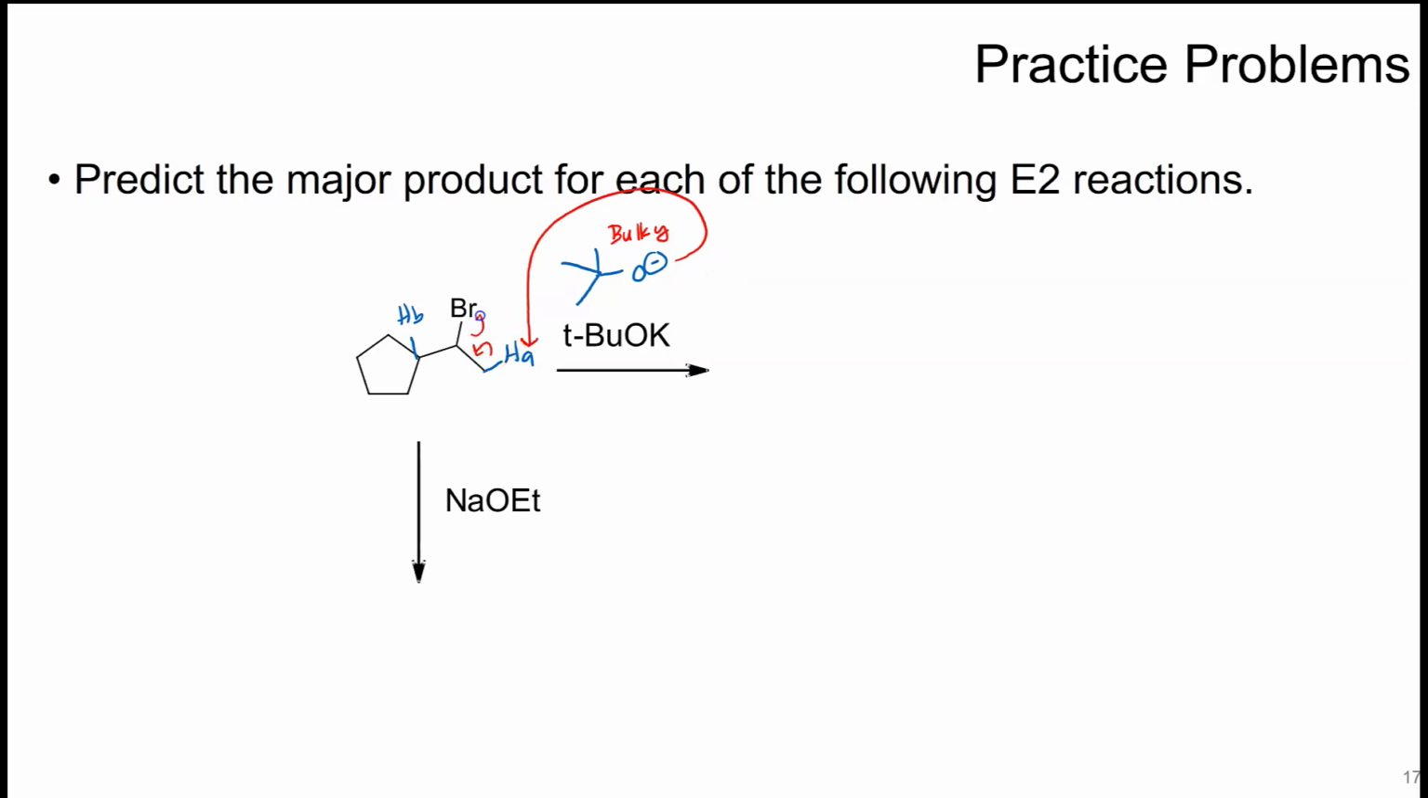Those electrons go in there. So my bromine is gone, and I've now formed the double bond there. This is the Hofmann product. This is a small base, so it's going to grab the proton that will give it the most stable alkene. So that will be HB. This is the Zaitsev. So tri-substituted versus mono-substituted. And again, we can control that by using the size of the base.